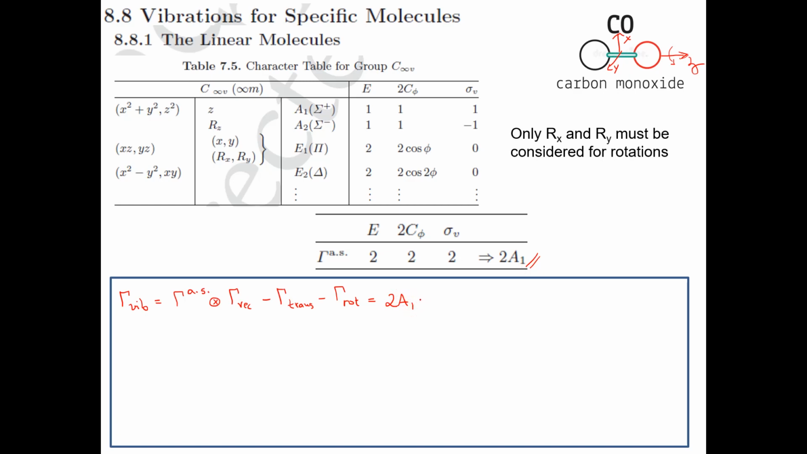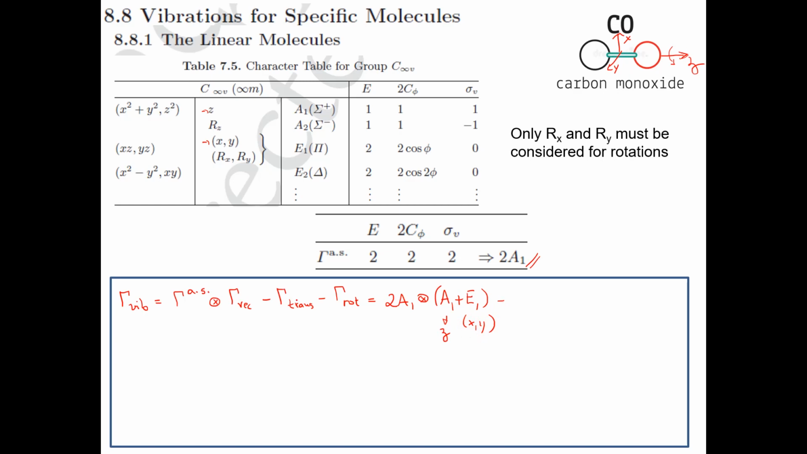And what is the vector representation? The vector representation, then we look in the character table, Z is right here, A1, and XY is right here, transforms like the 2D representation E1. So this is A1 plus E1. And we remember this comes from Z, and this comes from XY.